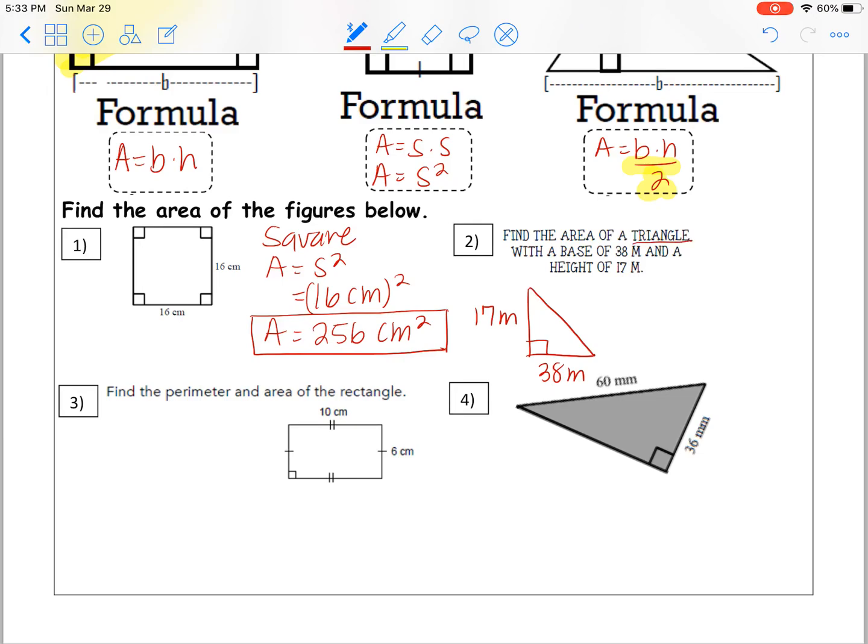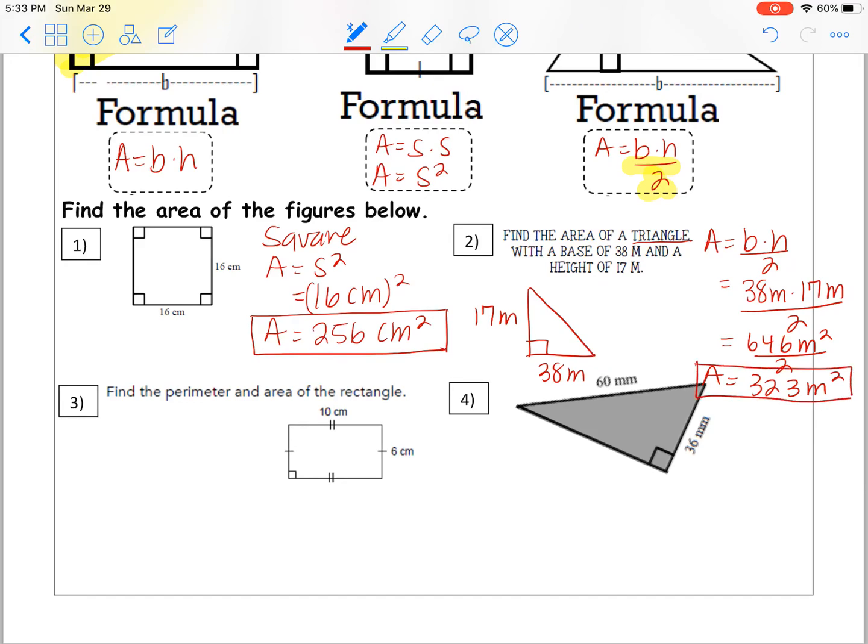Now let's recall the second step, the formula. Formula equals base times height divided by 2. Third step is substituting. We have 38 meters times 17 meters, all that divided by 2. And we get 646 meters squared divided by 2. And our final answer is 323 meters squared. Same thing, I expect you to box out the answer.